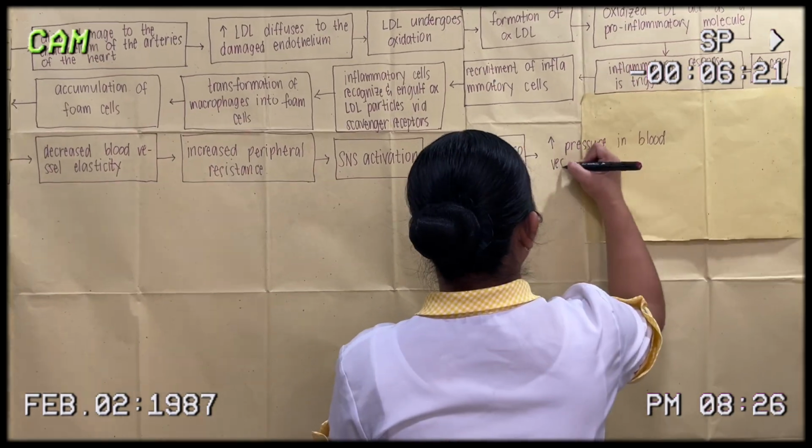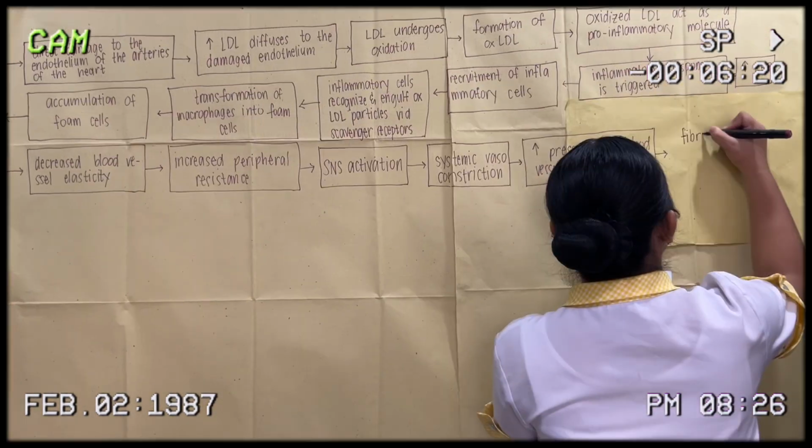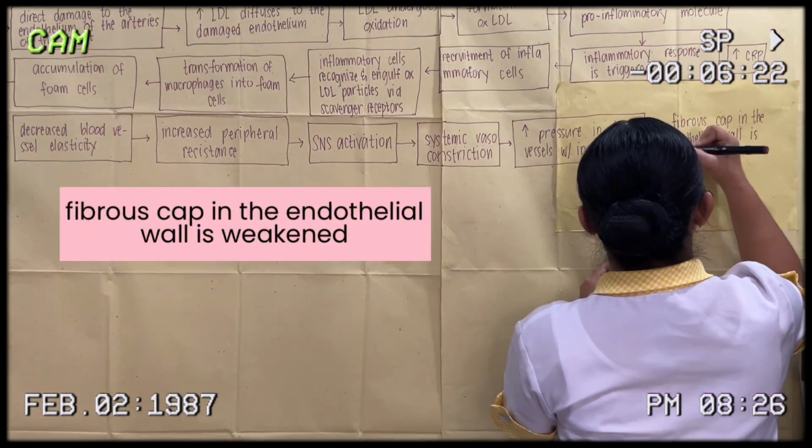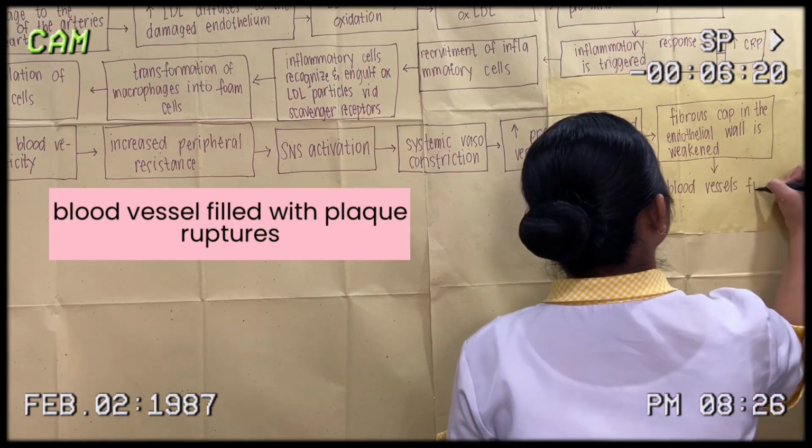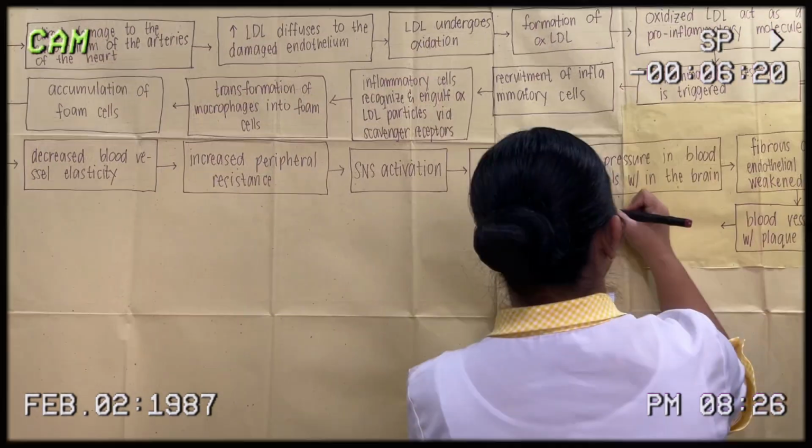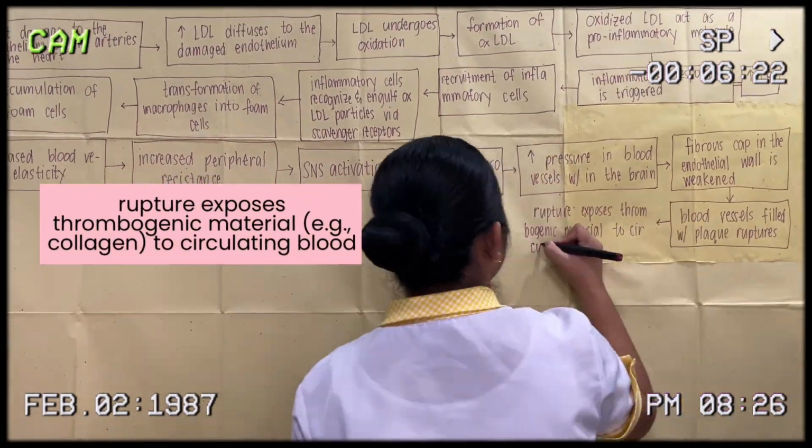Prolonged vasoconstriction in the systemic circulation increases vascular resistance, which would enhance the pressure in the blood vessels, weakening the fibrous cap in the endothelial wall and increasing the likelihood of blood vessel rupture. When the plaque ruptures, it exposes thrombogenic material such as collagen and tissue factor to the circulating blood.